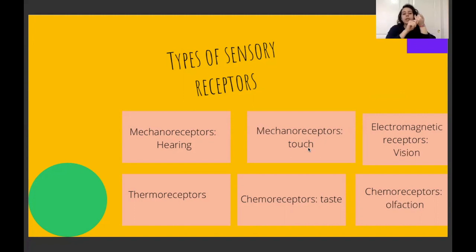So mechanoreceptors, we have hearing and touch. Those are the two types of mechanoreceptors. Electromagnetic receptors, for example, vision goes under that umbrella. Thermoreceptors, chemoreceptors, which include taste and olfaction. We know that mice, for example, have a really great sense of smell, or dogs. Which of these receptors do you think they have more of?